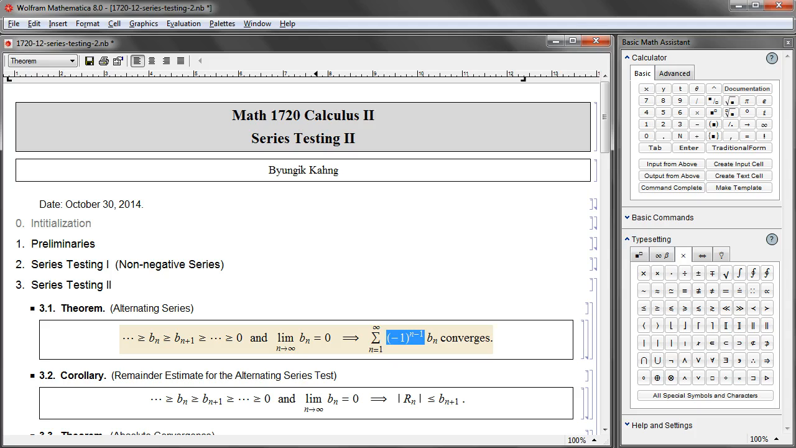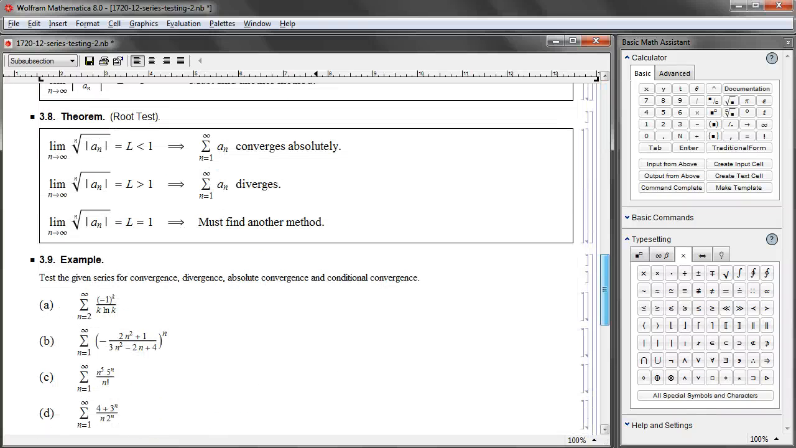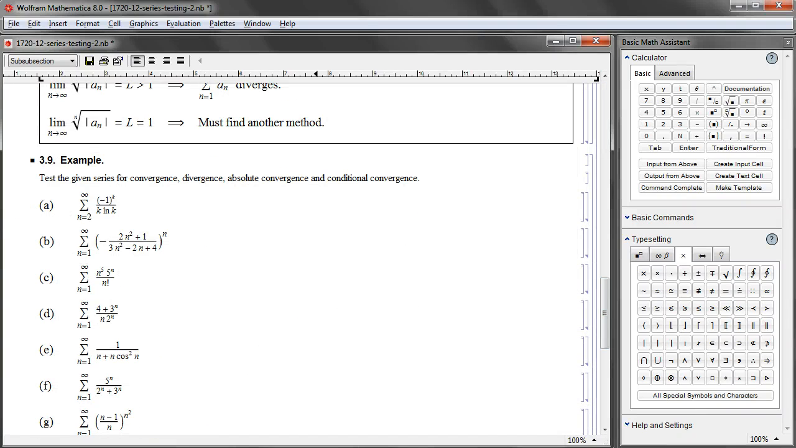The second one is related to the absolute value part, bn. That part must decrease down to 0. Do we have an example here? Let's go down, and here's one.